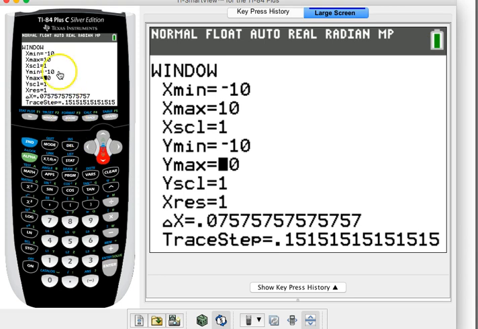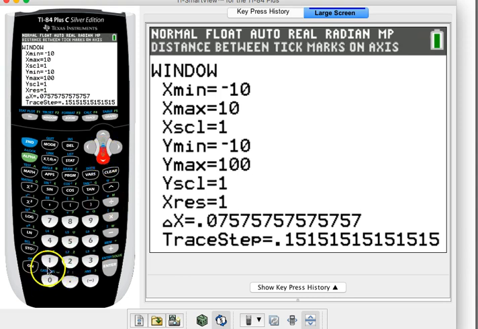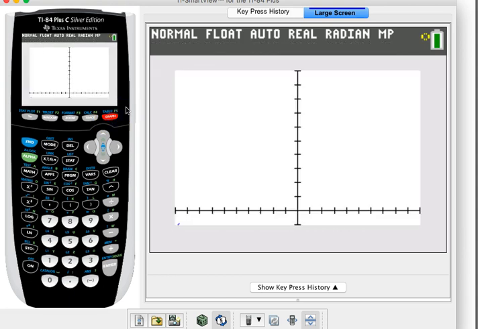My y's, I'm going to leave the bottom at negative 10, but I'm going to make my y max 100. And I'm going to count by tens just because I want to see what I can see. Now, we may have to adjust again, but for now, I can see at least a good starting point.